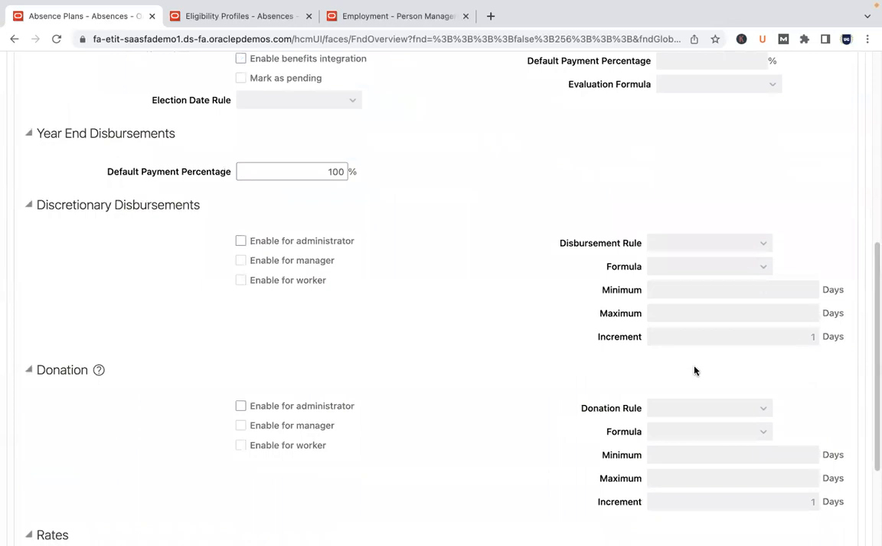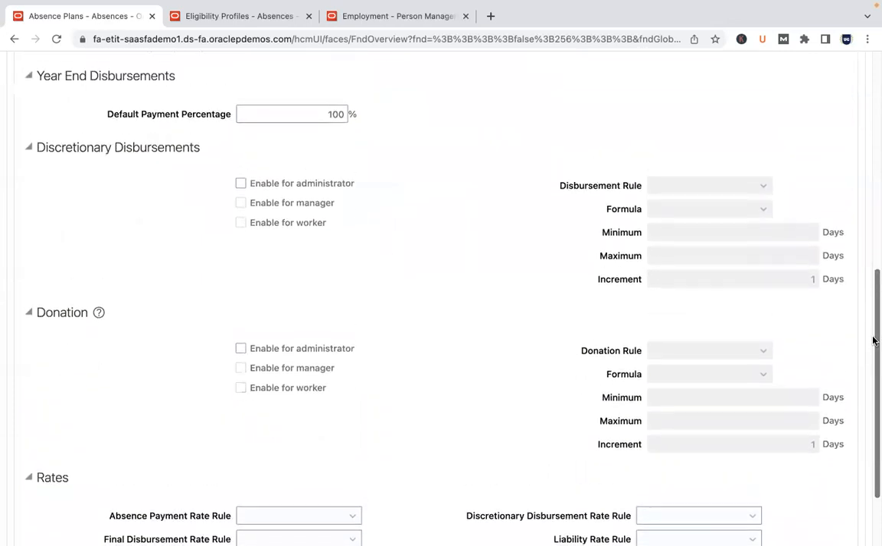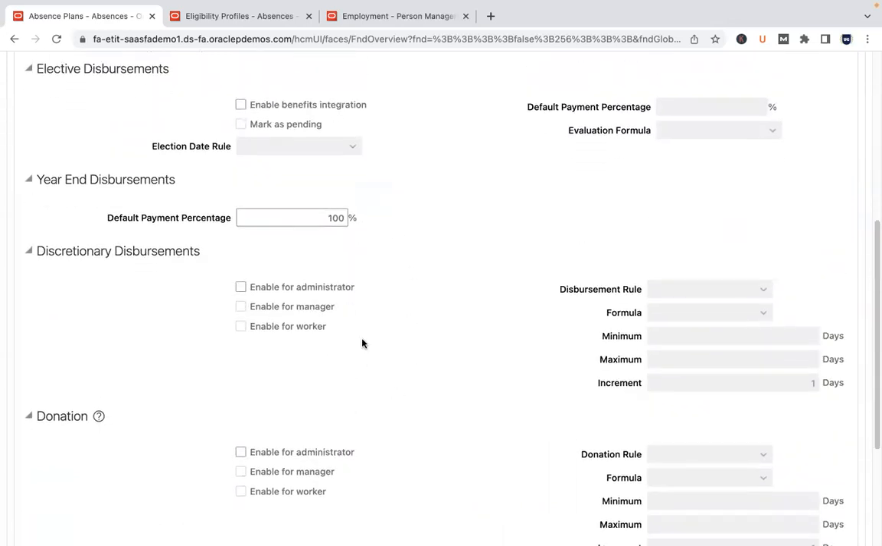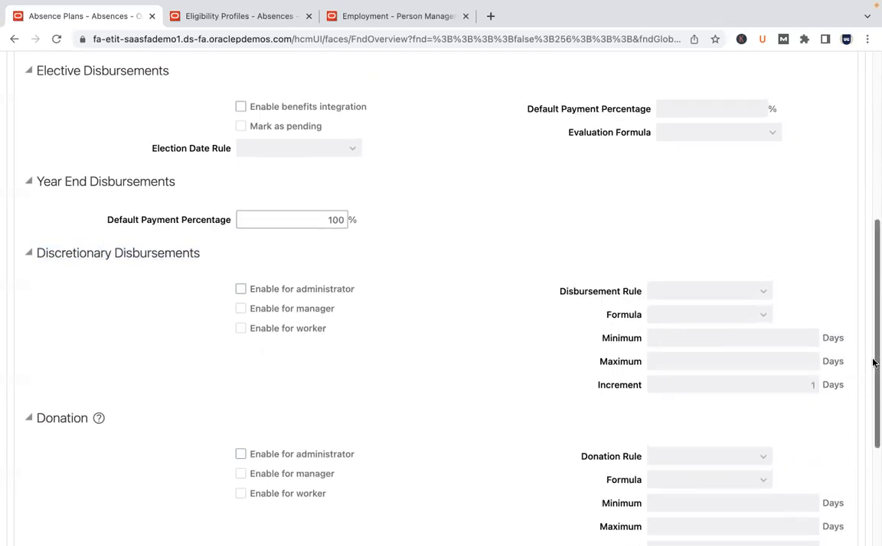And you can also enable discretionary disbursements. And remember, whenever you look at absence management configurations, you can look at it from 3 perspectives. Or else, I think we reached a logical stage. We'll stop here for today. We'll start from discretionary disbursements in the next session, because I don't want to rush through it at the last minute. So we'll pick it up from here.